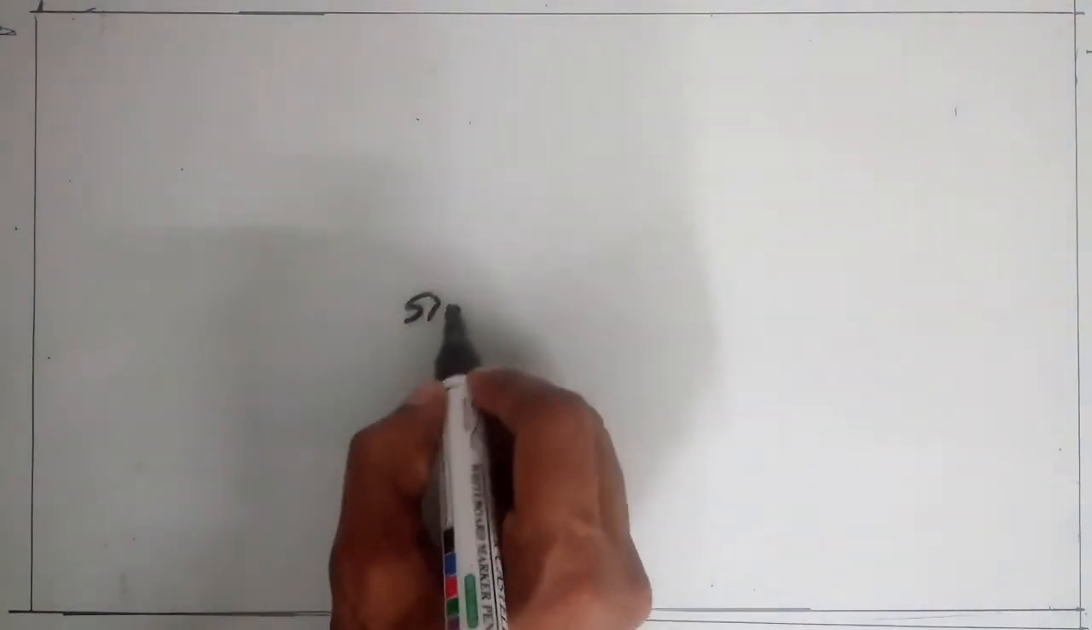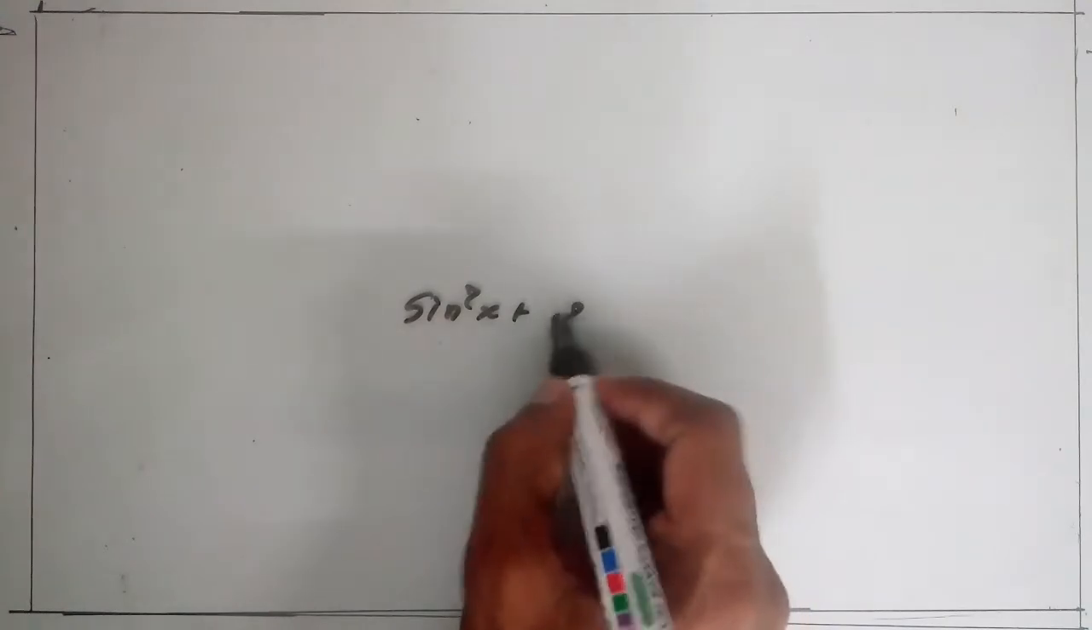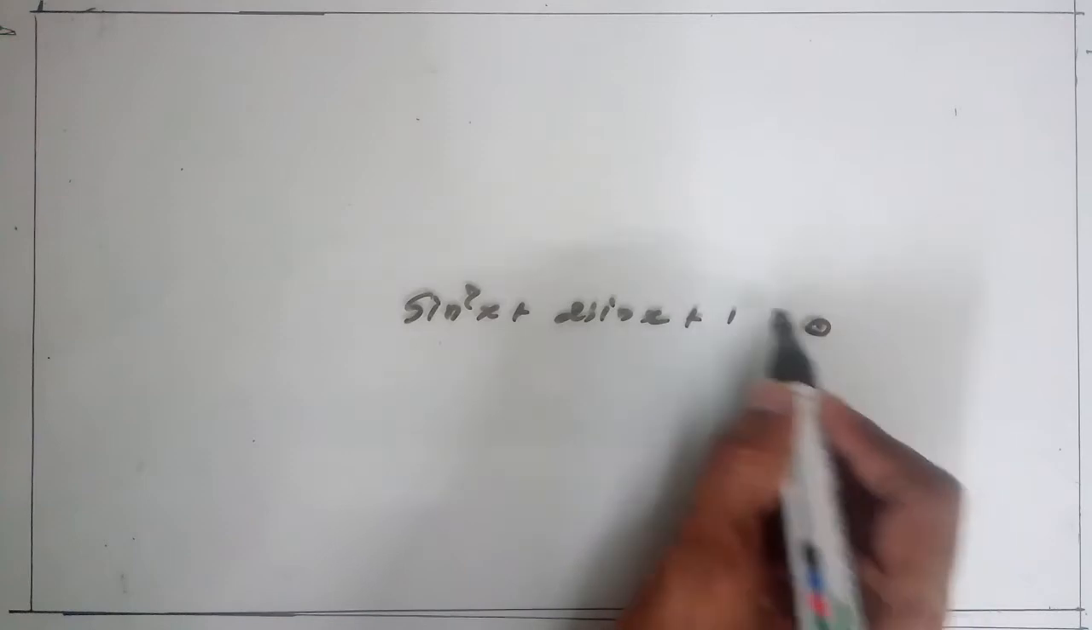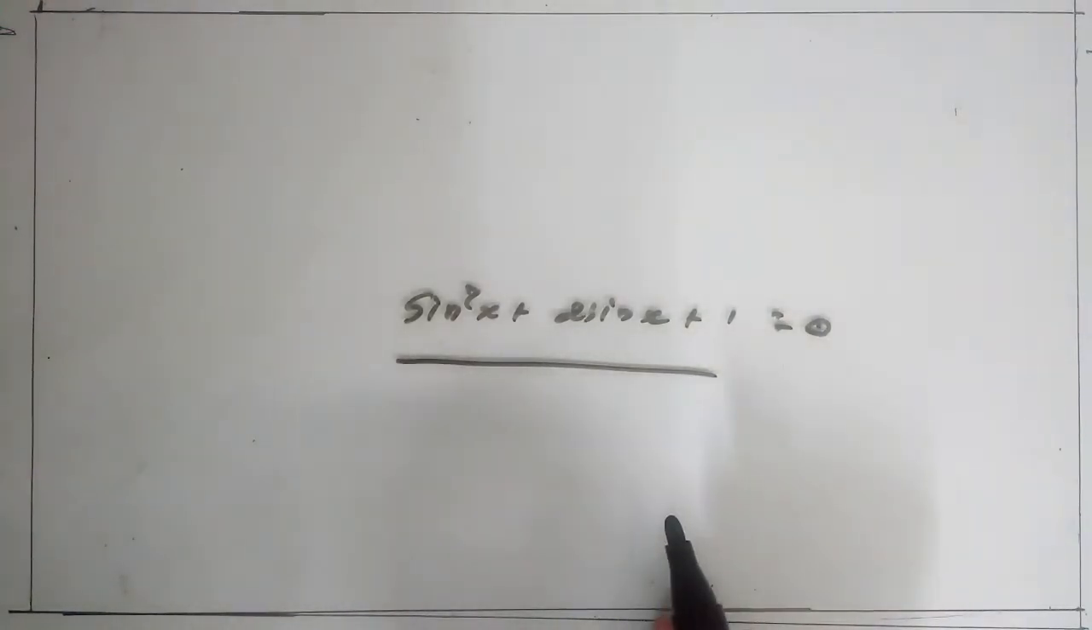Friends, last time we completed exercise 3.3. Now here we discuss a trigo equation. Remember this: an equation involving a trigonometric function as a variable is called a trigo equation, like sin square x plus 2 sin x plus 1 is equal to 0. This is a trigo equation, a trigonometric equation.